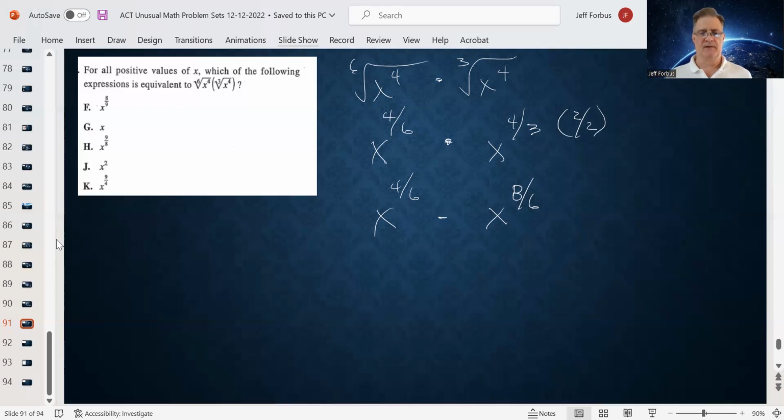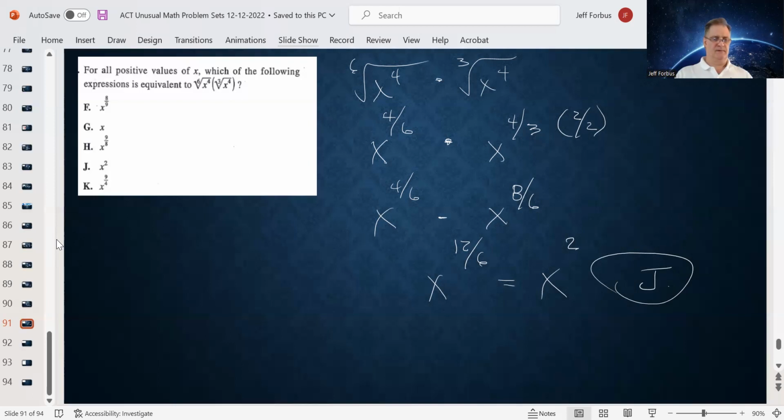Now I have common denominators. And now I can add those together. So that's going to give me x to the 8 plus 4, which is 12, over 6. Now, 12/6 is improper. So 12 divided by 6 is 2. So we have x squared. So when you multiply these two radicals together, you get x squared, which is answer choice J.